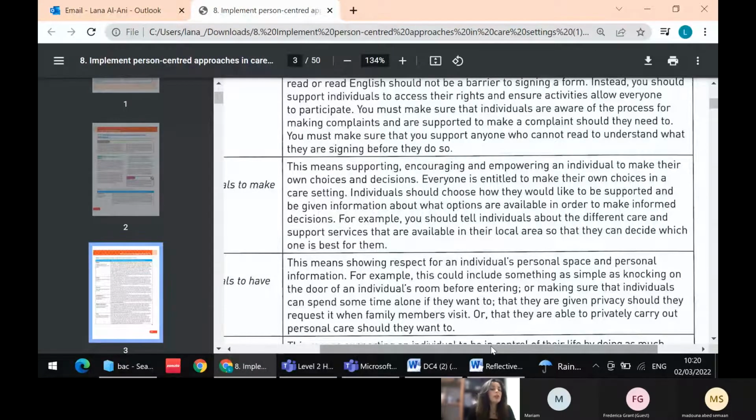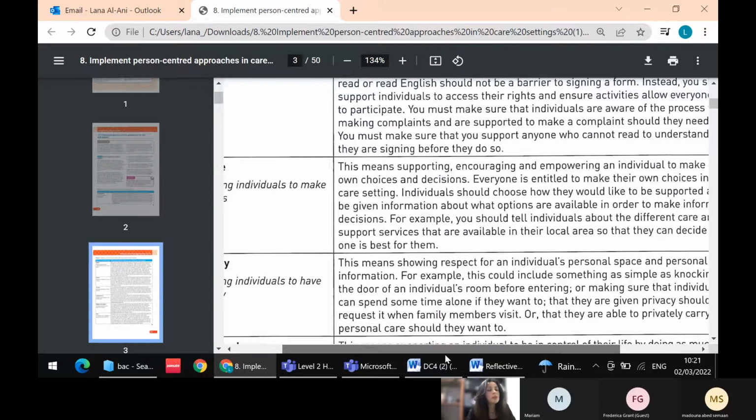So for example, you tell any person you care for about the support or services available in their local area. If you have a client and you visit him or her at home, you tell them about all the services available in that area. If they need any of these services, then they will tell you. You just tell them about the options, but you don't force them to do something particular. You give them the choice.